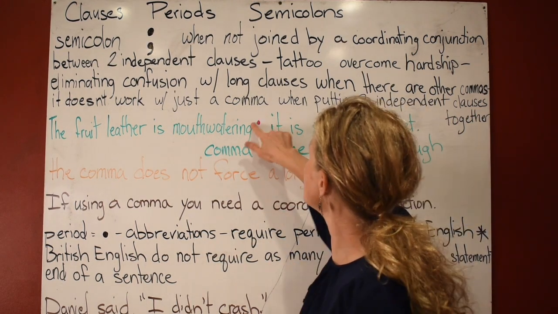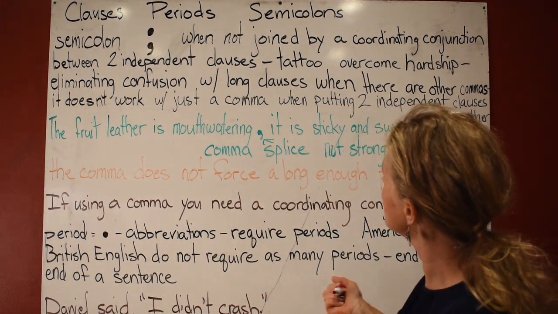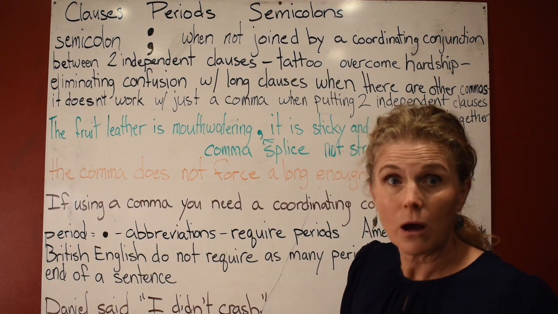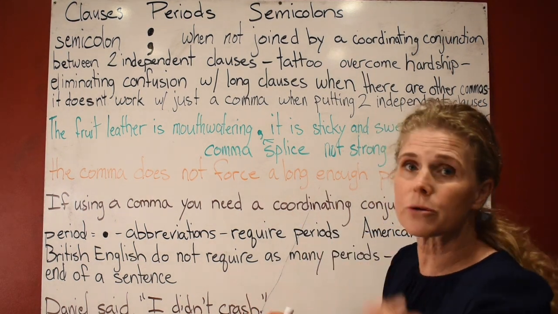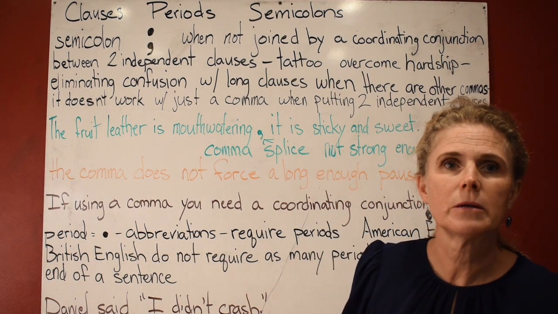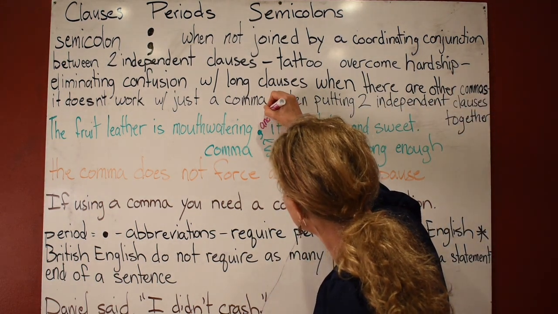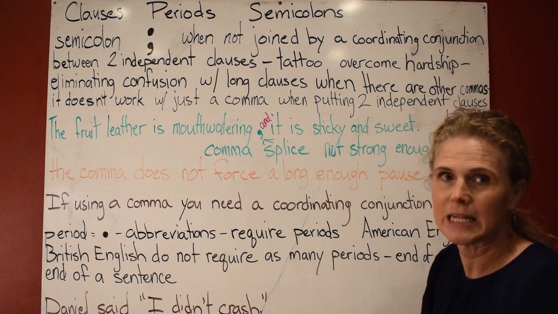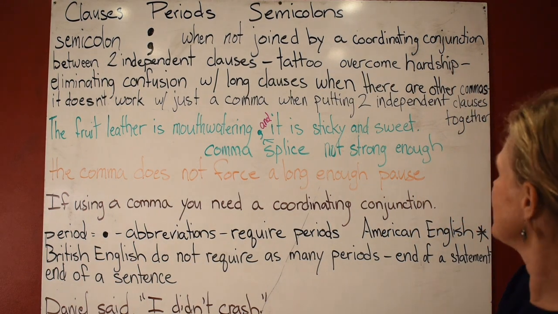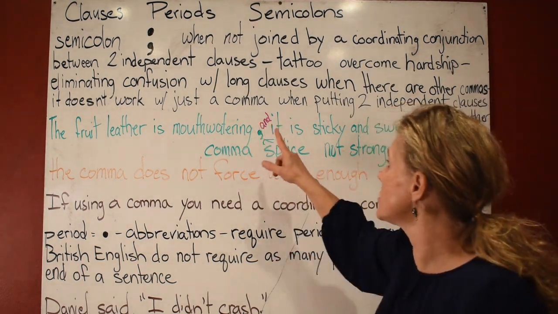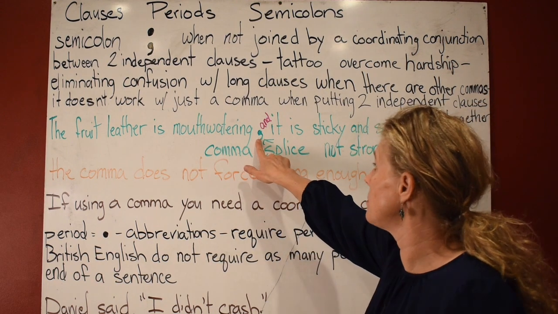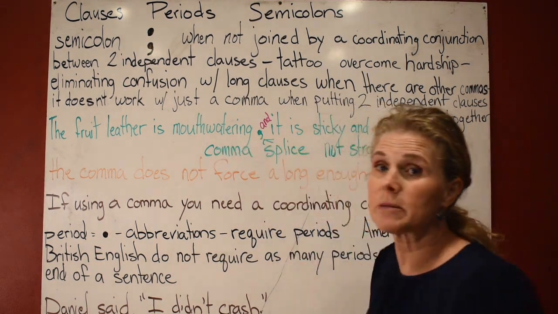Now, if you want to just use a comma, you have to use a coordinating conjunction. What coordinating conjunction do you want to put in there? And. You want to use and? You definitely don't want to use for. Yeah, for it is sticky and sweet. So you're right. We should use and in there. Then this would be fine. It wouldn't be considered a comma splice.